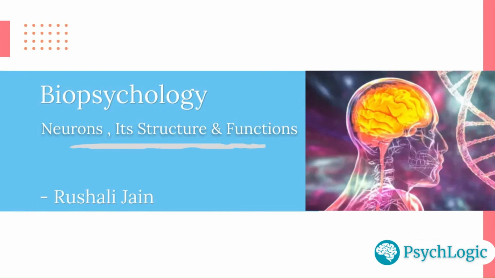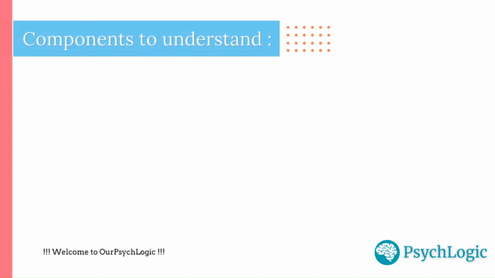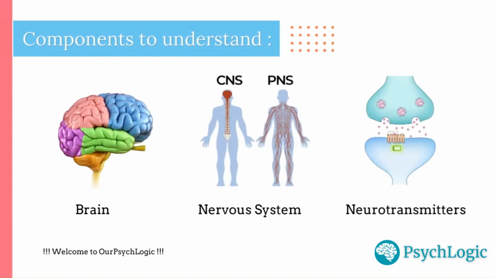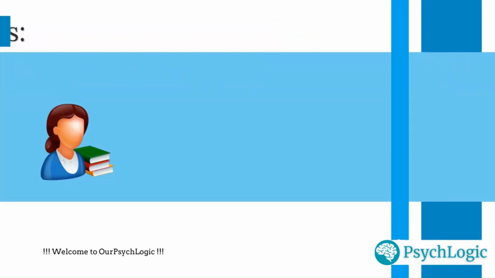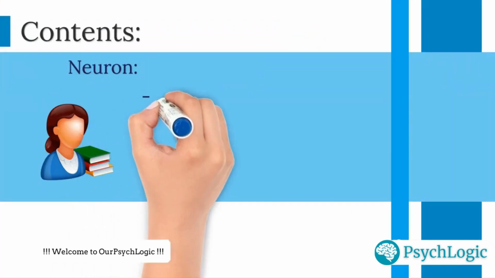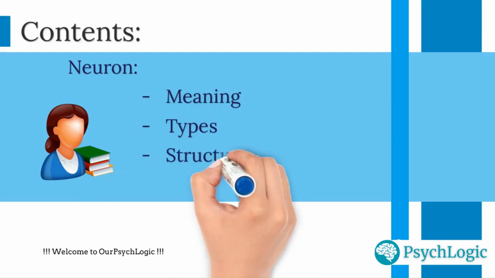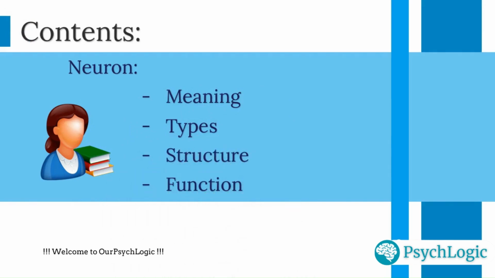In this module, we will be covering biopsychology, which includes all the basic biological processes, basic anatomy and physiology, everything related to psychology. The three most important components to understand here are the brain, the nervous system, and the neurotransmitters. In this video, we are going to talk about the neurons, the various types of neurons, and the structure and functions of the neurons. We all must have studied about the neuron in class 6th, 7th, or 8th biology classes. So let's quickly brush that knowledge up.